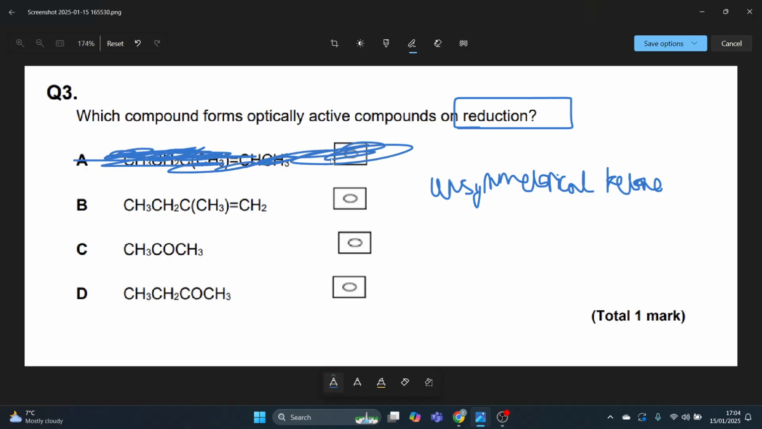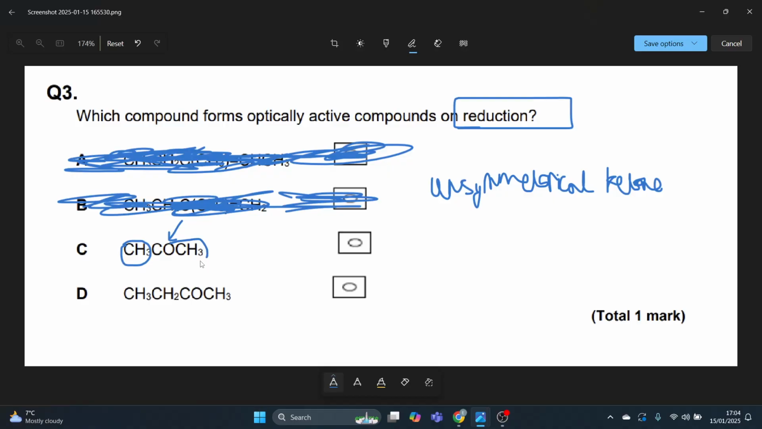So obviously on reduction, what are they going to reduce to? No. So I'm left with C and D. Now both of these are ketones. However, if you look at C, you can quite clearly see that the carbonyl group is in the middle of the longest carbon chain, with a CH3 here, a CH3 here, and a carbonyl group in the middle. So that tells me it is symmetrical, and if it is symmetrical, it's not going to form optically active compounds. Therefore, it can't be that, and therefore the answer must be D. And that is the end of the multiple choice questions.